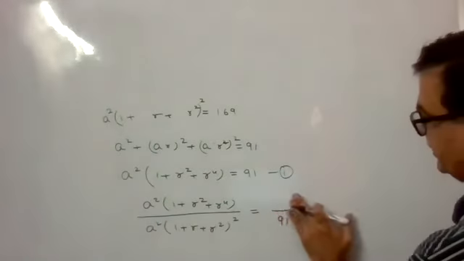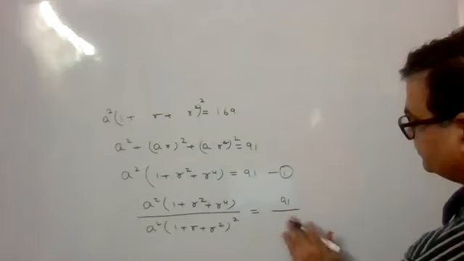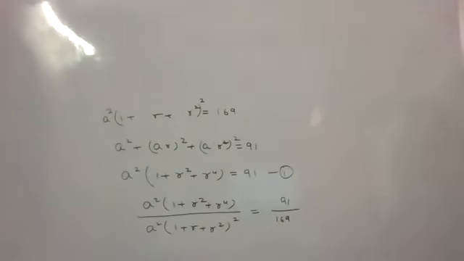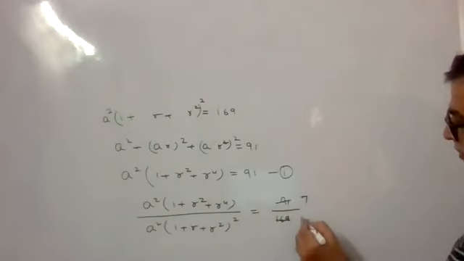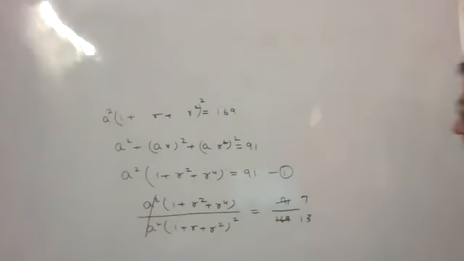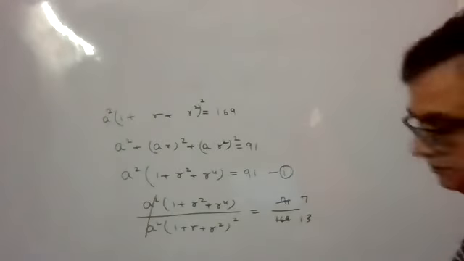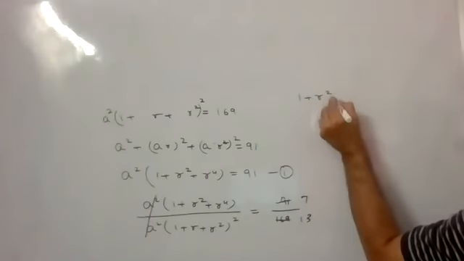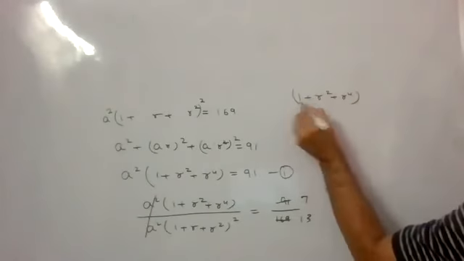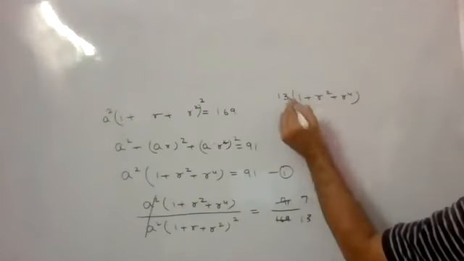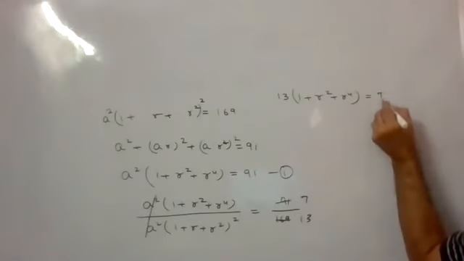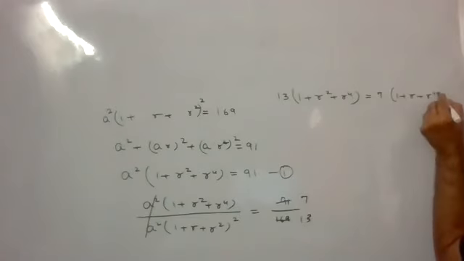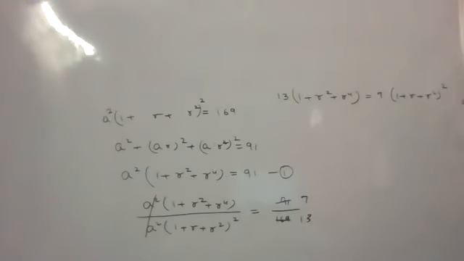91 will come above, okay? 13 by 7. Above is 7 and below is 13. 7 by 13. Yes, a square gone. Then I get 1 plus r square plus r power 4 into 13 is equal to 7 times 1 plus r square whole square.